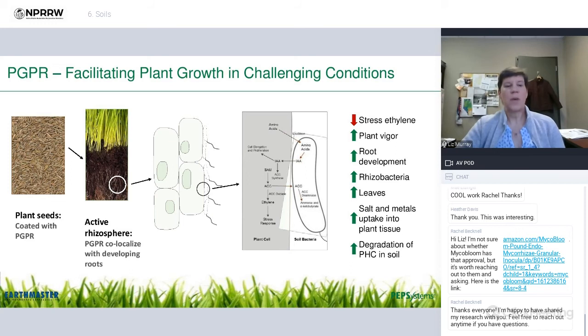With PGPR, what we do is we coat it onto the plant seeds. Then when those seeds germinate, they colonize the roots. Those plant growth promoting bacteria provide the plant with hormones to stimulate plant growth, as well as molecules that reduce the stress ethylene the plant produces. The combination of promoting plant growth through hormones and reducing stress ethylene allows these plants to grow in the very difficult conditions that they find with challenging soil contaminations.